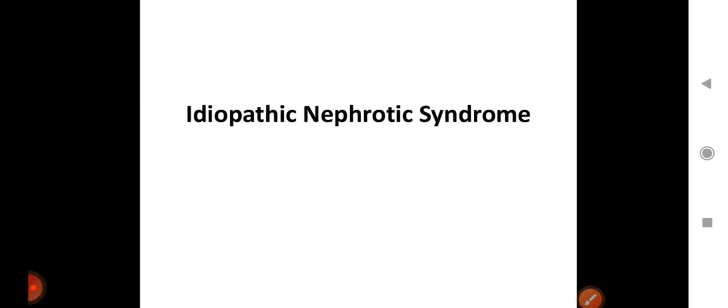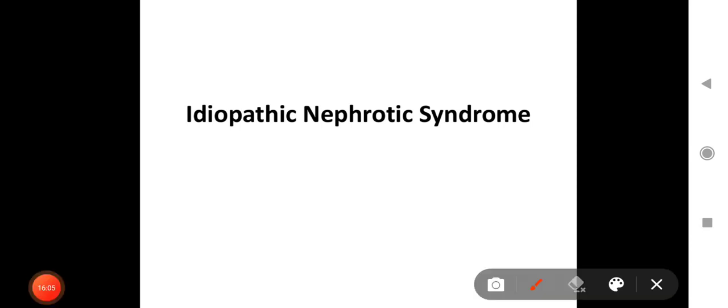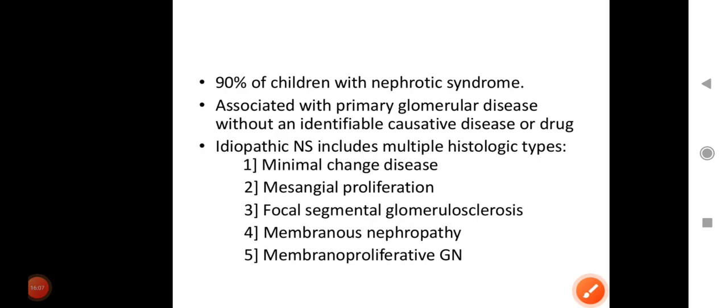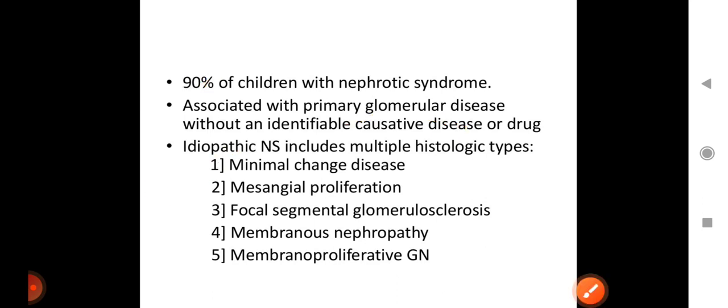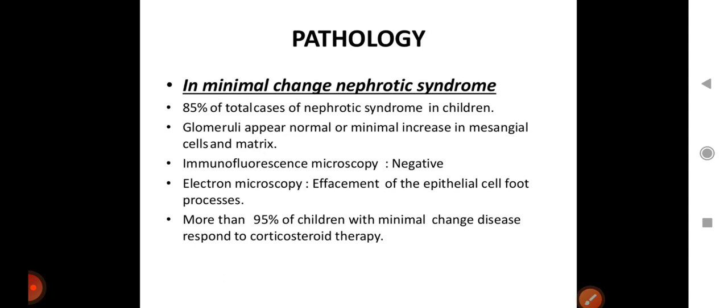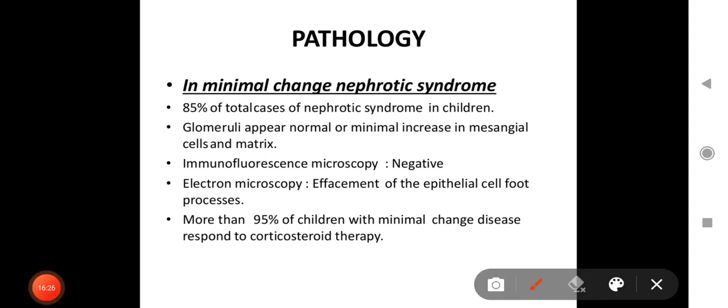Now comes the most common type of nephrotic syndrome in the pediatric population, which is the idiopathic or primary nephrotic syndrome. 90% of nephrotic syndrome in children is idiopathic, associated with primary glomerular disease without an identifiable causative disease or drug. There are various histological types, but the most common in the pediatric population is minimal change disease. Now, what happens in the pathology of minimal change disease? About 85% of nephrotic cases in children.